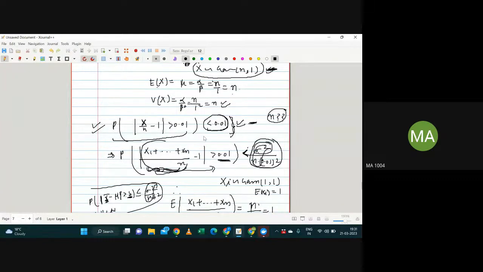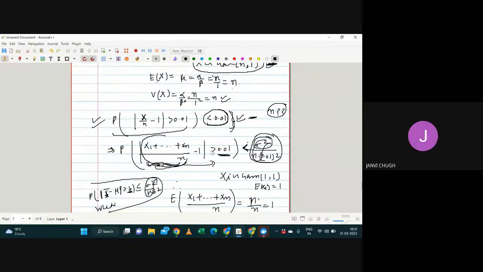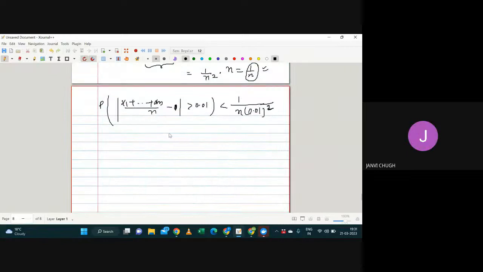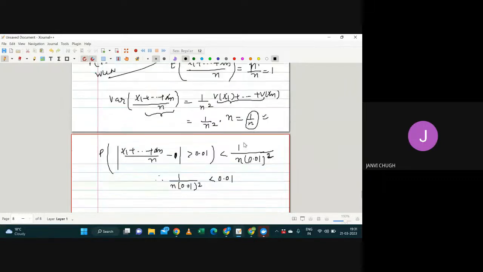Are you able to understand, or is it confusing? Sir, we have to equate it with 0.01. You have said that the variance of x bar is sigma square by n. That is totally okay, but how have we got 1 by n?